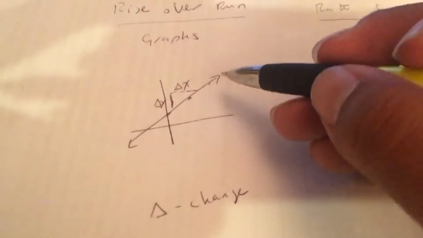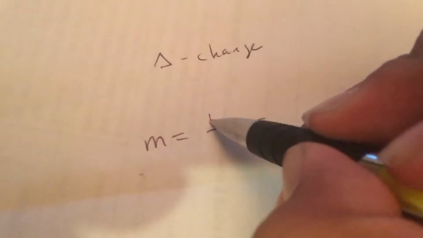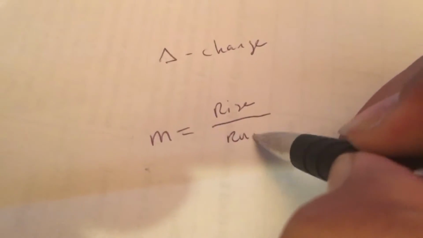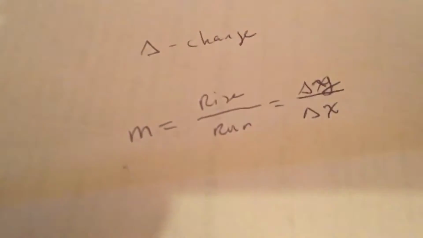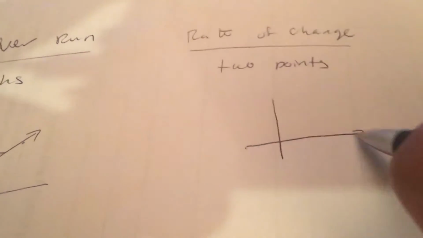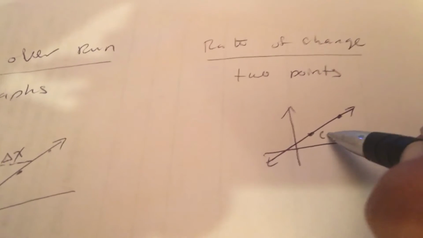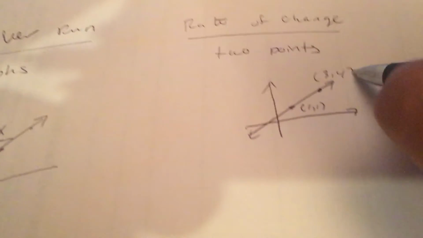And we can use this concept to determine the slope of a line from a graph. We typically use m as the symbol for slope. We take rise over run, and we look at it like so, delta y over delta x. Now, this same concept can be expanded between 2 points. So let me draw another graph here. I'll put this one here, and I'll put this one here. Let's say this one is (1, 1), and this point here is (3, 4).